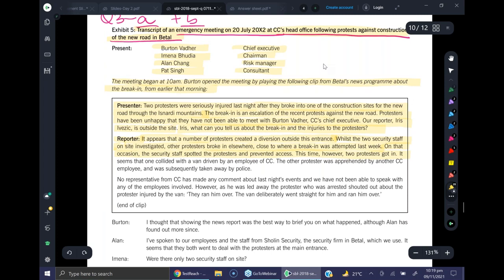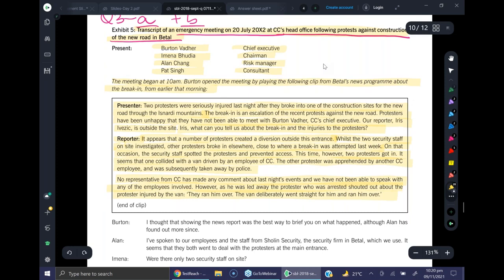It seems that one collided with a van driven by an employee of CC. The other protester was apprehended by another CC employee and was subsequently taken away by police. No representative from CC has made any comment about last night's events, and we have not been able to speak with any of the employees involved. However, as he was led away, the protester who was arrested shouted out about the protester injured by the van. They ran him over. The van deliberately went straight for him and ran him over.